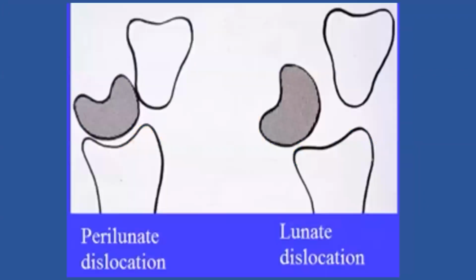Lunate dislocation. One of the differences we love to ask in exams: what is the difference between perilunate and lunate dislocation? Perilunate is where all the carpus dislocates with respect to the lunate. The lunate remains in good relation with the distal end of the radius. In lunate dislocation, the whole lunate dislocates into the space of Poirier and is away from the distal end of the radius and the rest of the carpal bones.